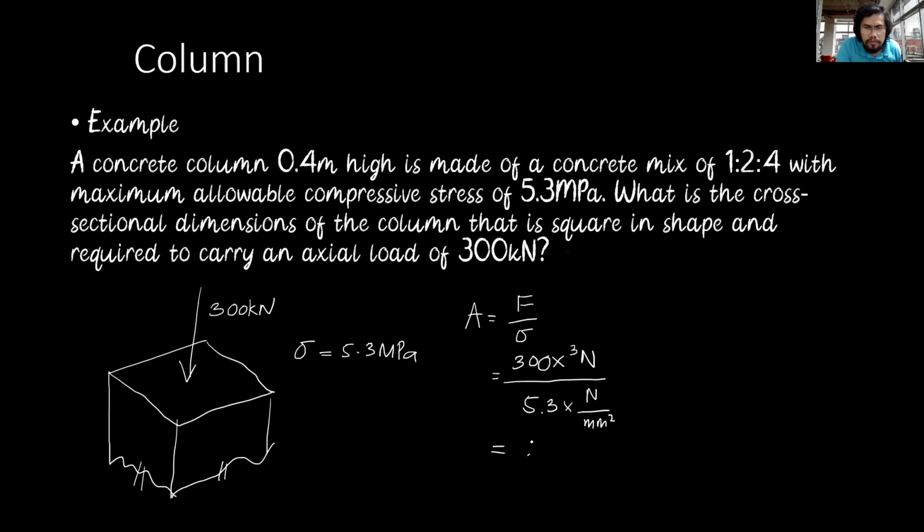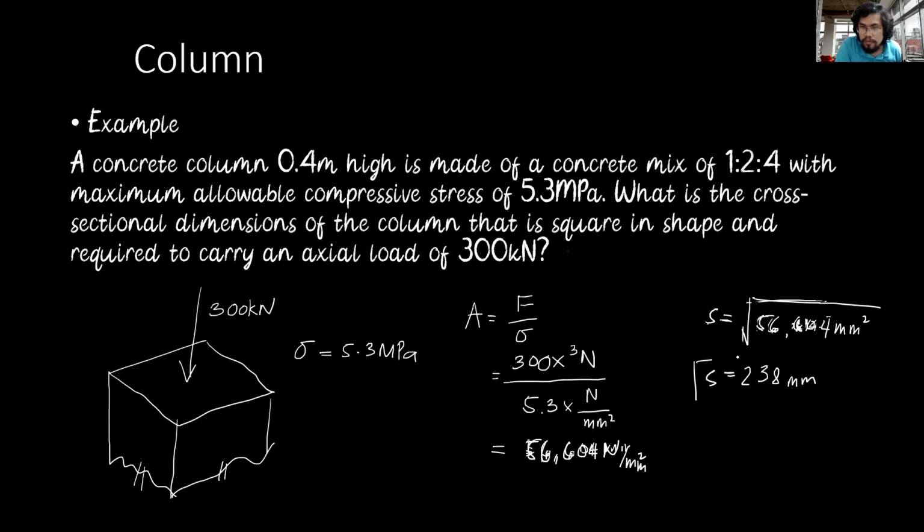Okay, so this is 56,604 Newton per mm squared, and we get s as the square root of 56,604 mm squared. We get the value of 238 millimeters, right? So this is the final answer. Very simple, very direct to the point.